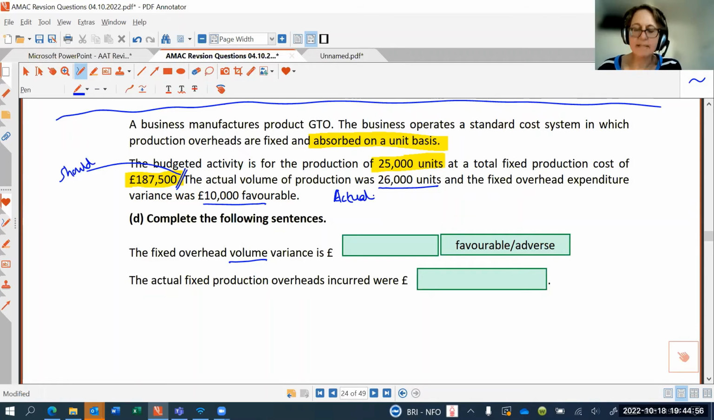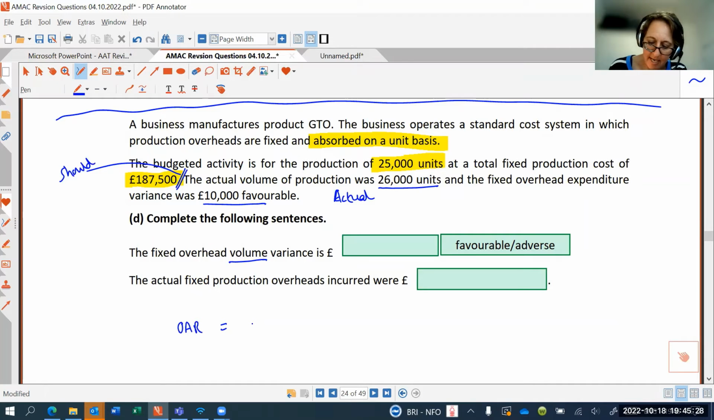And I know you can't write on the screen in your exam, but it's always important in your head to separate the budgeted and the actual information. So I want to know how much overhead I'm adding onto each product. What is the overhead I'm absorbing per unit? So I need the overhead per unit, or the OAR.